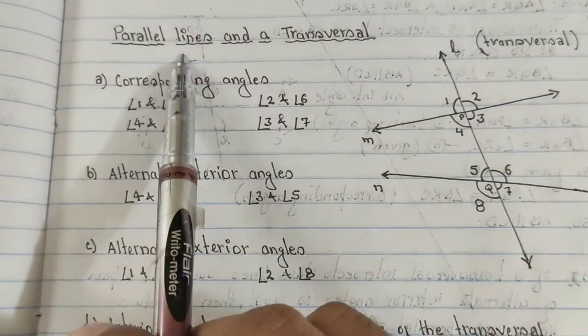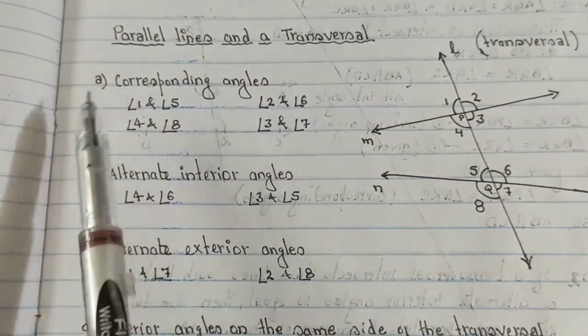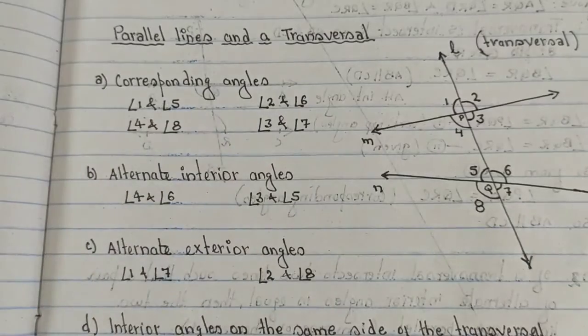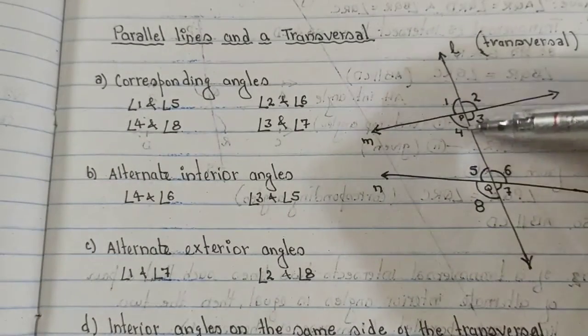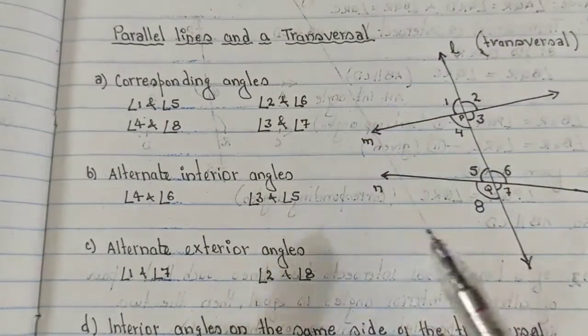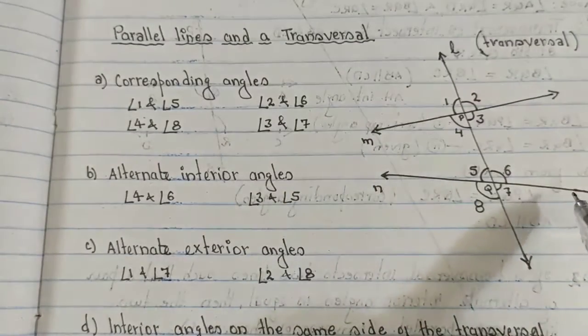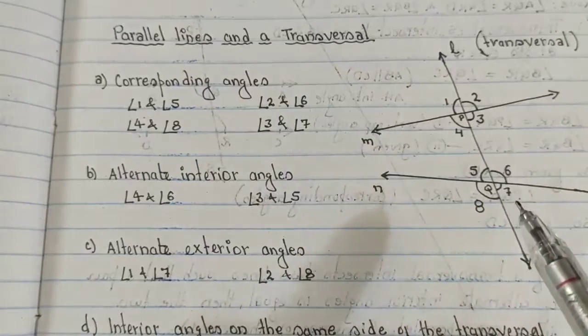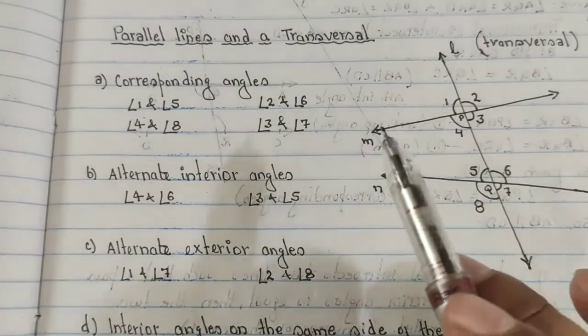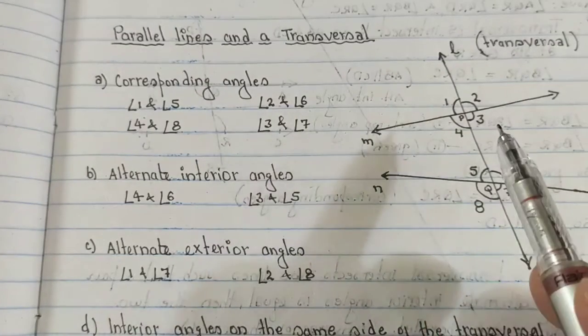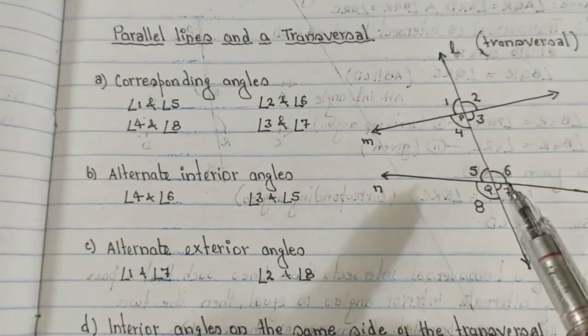Here, the parallel lines and the transversal. Suppose this is your transversal, which is cutting two lines. These two lines are not parallel. This transversal may cut or intersect two parallel lines or non-parallel lines.